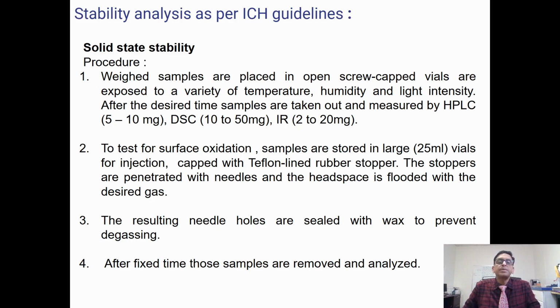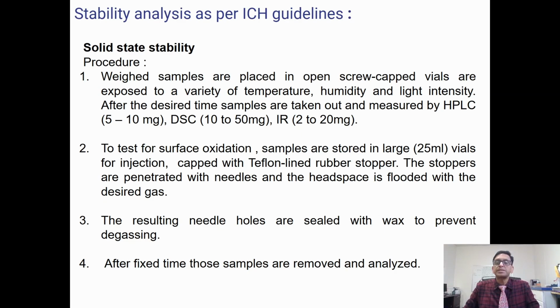Mostly, in the solid state stability study protocol, the samples are placed in open screw capped vials and exposed to a variety of temperature, humidity, and light intensity. After the desired time, the samples are taken out and measured by the HPLC method. As I said earlier, HPLC may need 5 to 10 milligrams of sample at each time point. Similarly, DSC needs 10 to 50 and IR 2 to 20 milligrams.